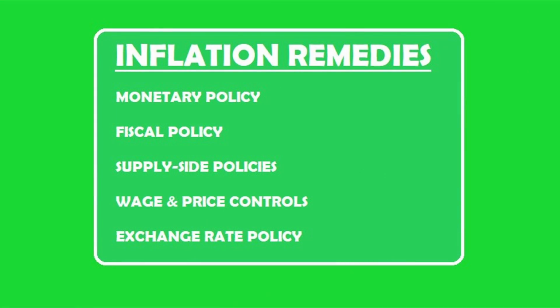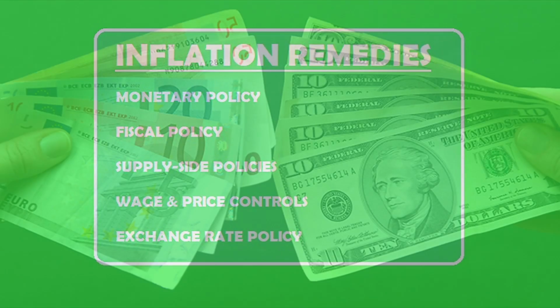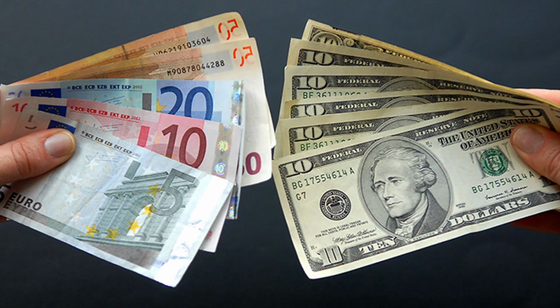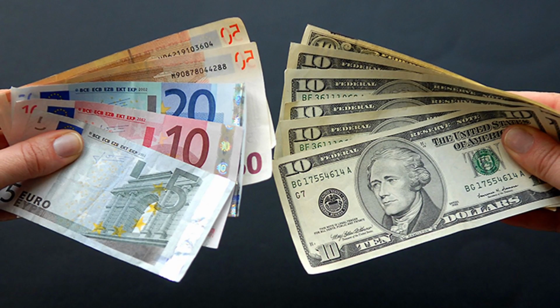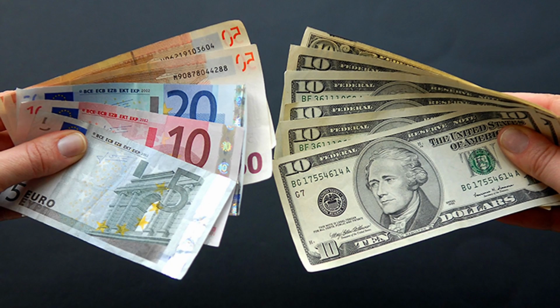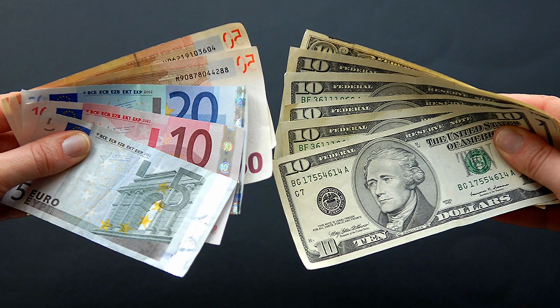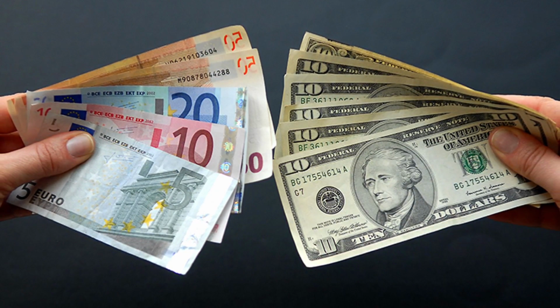Exchange rate policy. Governments can also manage their exchange rate policies to control inflation. For example, a country can devalue its currency to make exports cheaper, which can increase demand for goods and services and help control inflation.